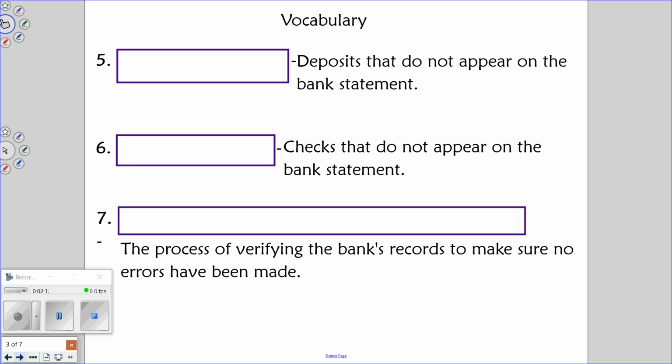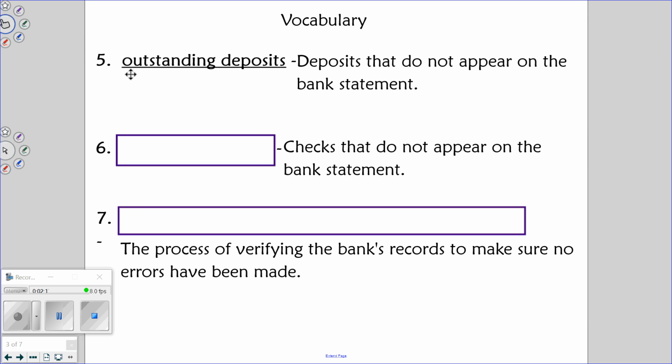All right, number 5, deposits that do not appear on the bank statement are known as outstanding deposits. Doesn't mean they're like amazing outstanding, but outstanding meaning they haven't cleared through the bank yet. You wrote a check to grandma for something and grandma never went to the bank and she didn't cash it. You may have written down that it should have come out of your account, but it actually didn't, okay?